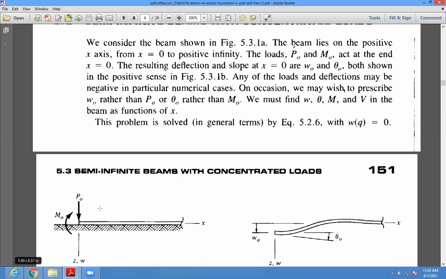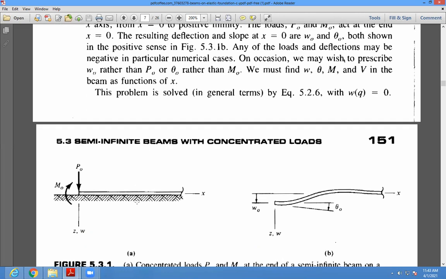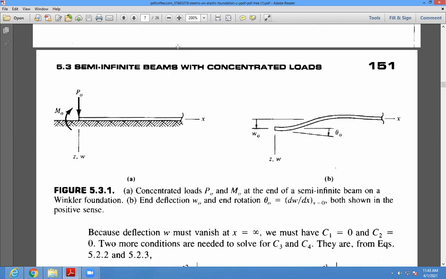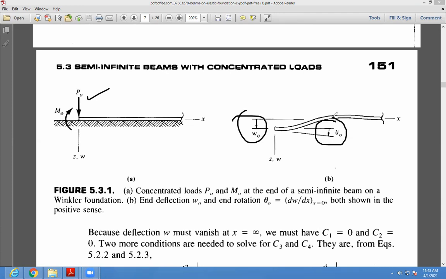So for this beam, we have to find the deflection, slope, moment and shear as we have done in the last case. You can see the figure. This is the beam subjected to a concentrated load P naught and moment M naught at the end of a semi-infinite beam on the Winkler foundation, with end deflection W naught at x equal to 0, and end rotation theta naught, the rate of change of deflection at x equal to 0, both in the positive sense.